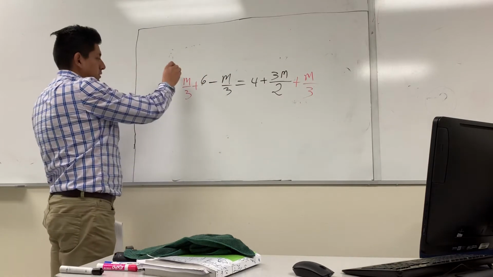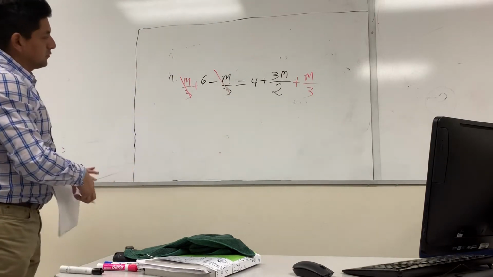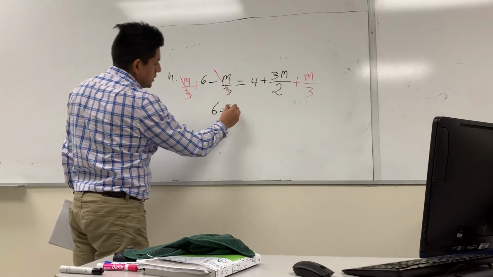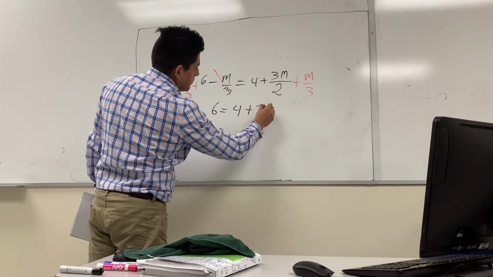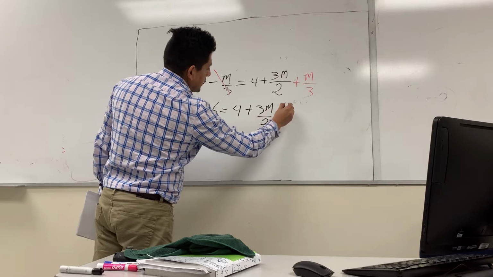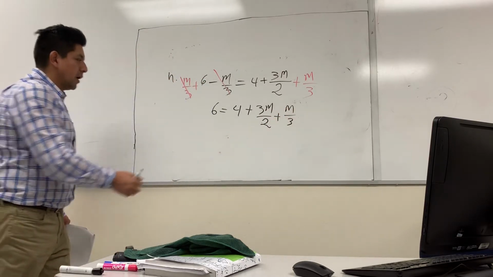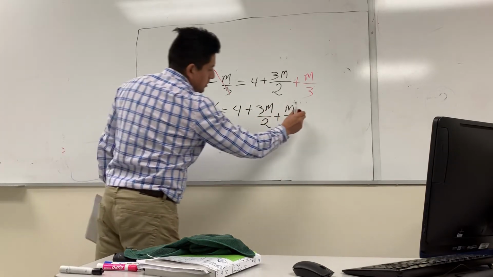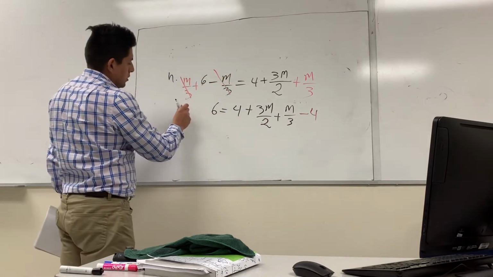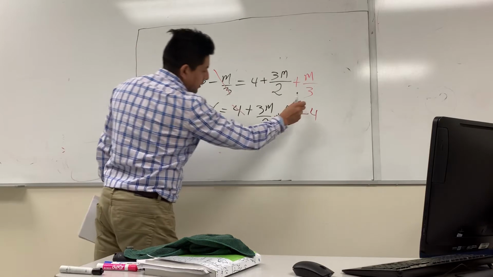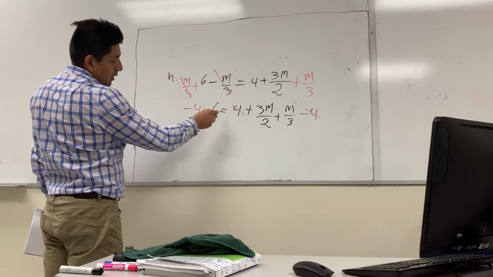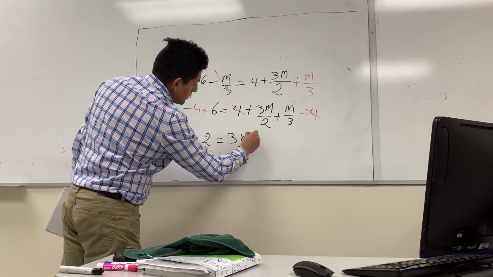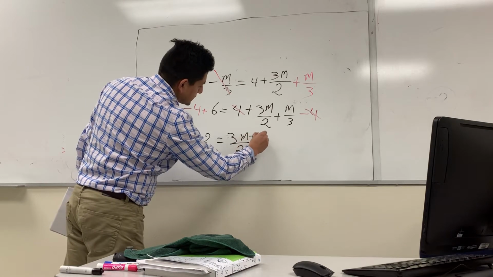So that way I can remove the m over 3 from the first term, and I'm left with simply 6. So I'm left with 6, which is equal to 4 plus 3m over 2 plus m over 3. Now I want the 4 to be on the first term, because I want only the m's on the second term. So I will go minus 4, minus 4. 4 minus 4 goes away, and right here I have 6 minus 4, which is 2. So 2 is equal to 3m over 2 plus m over 3.